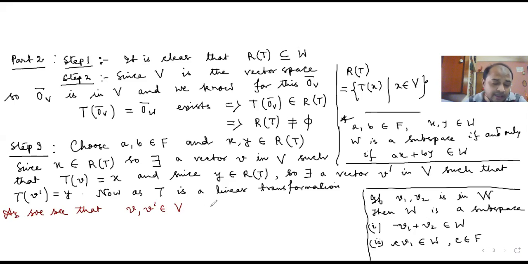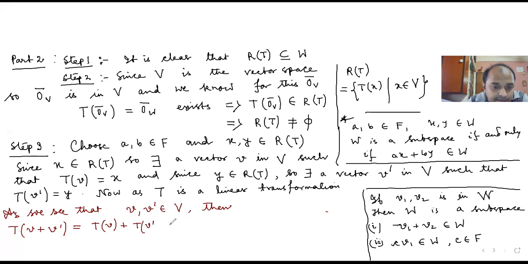Can we say that this V plus V prime also belongs to the range? I want to know the structure of V plus V prime. What will happen if I apply the linear transformation on this particular sum? Let us check it. Let us calculate T of V plus V prime. Since T is linear, we can write it as TV plus TV prime.